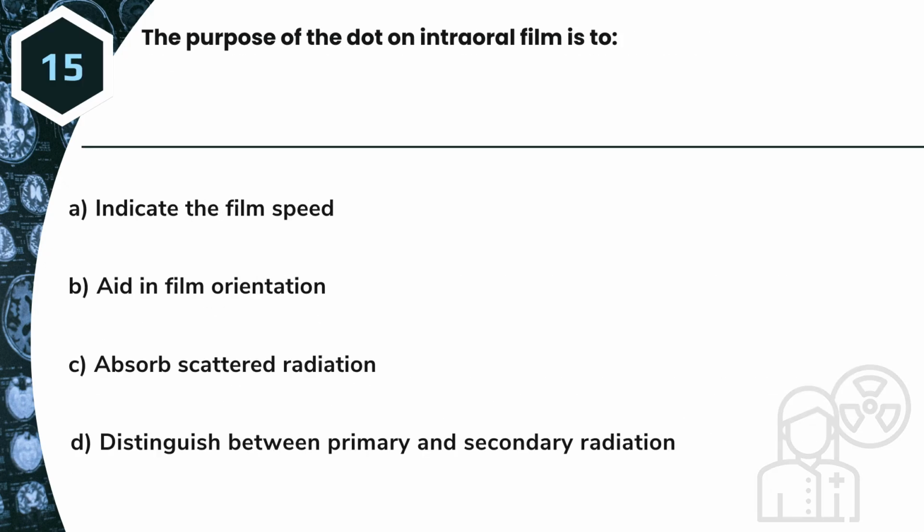Question 15. The purpose of the dot on intraoral film is to A. Indicate the film speed. B. Aid in film orientation. C. Absorb scattered radiation. D. Distinguish between primary and secondary radiation.